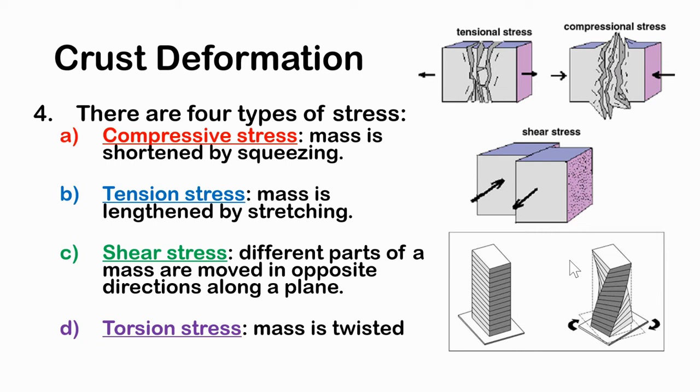And so now the crust, the first layer of the Earth, there are different types of stress, okay? You need to know each type of this stress because these will be on your quiz, so make sure you know. Okay, the first one is compressive stress. Mass is shortened by squeezing, right? Compression, you just push it together. Compressional stress is like this image in the top right.